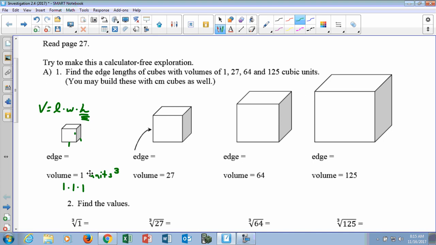Okay? So what do you think the edge lengths would be if the volume was 27? You got to think of a number that can multiply by itself 3 times. Angelique? 3. Good. Because 3 times 3 is 9. Multiply that by another 3, that's 27. So again, length, width, and height would be 3s. What about 64?